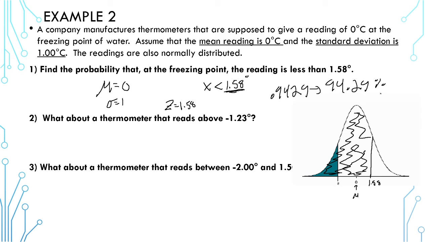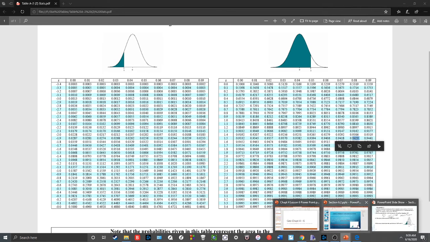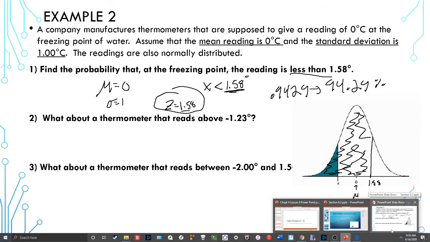So if you're asking a less than question, once again, you find your z-score, which is just how many deviations you are from your average, which in this case was 1.58, and then you look on your table. You look for 1.5 on the left-hand side, and then you look for the third digit on the top side, which is 0.08, and then you find out where they cross, and that value is your probability, sorry, not your z-score.